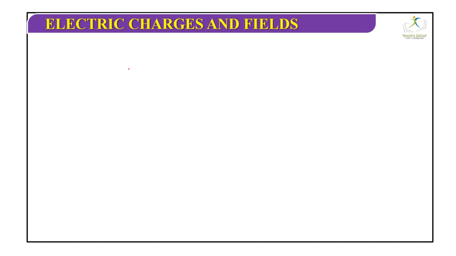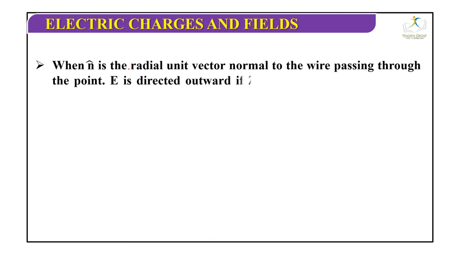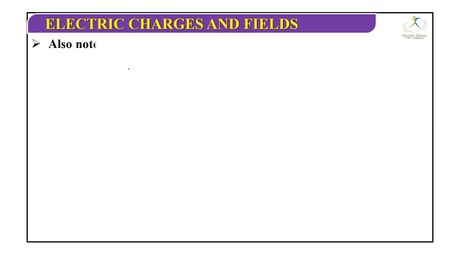So n cap is showing the direction here, and the direction is radially outward. So when n cap is a radial unit vector normal to the wire passing through the point, E is directed outwards if lambda is positive, inward if lambda is negative. It can be negative or positive.